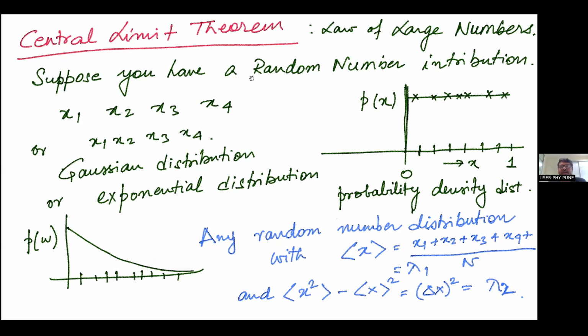What it says is that suppose you have a random number distribution, X1, X2, X3, X4, X5, from any distribution. It could be a Gaussian distribution or an exponential distribution, or it could be a uniform probability distribution. So you have any random number between 0 and 1. So x1 could be 0.356, this could be 0.798, and this could be 0.124 or whatever, or this could be minus 0.589. So you have a sequence of random numbers.